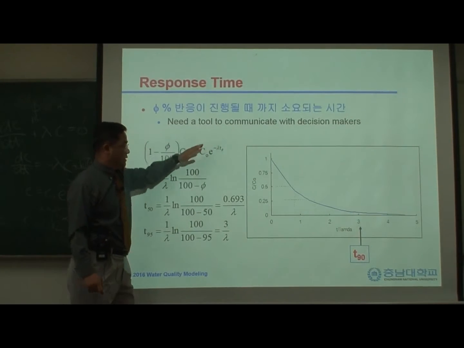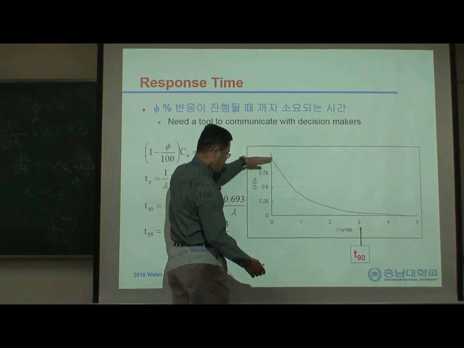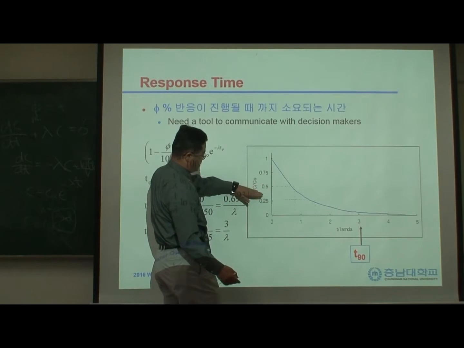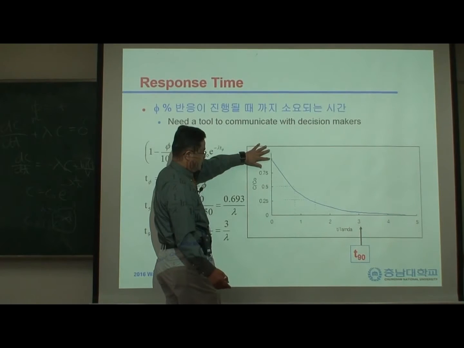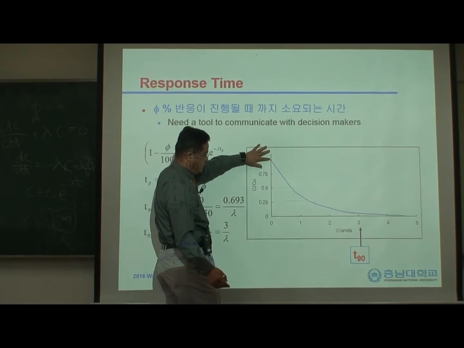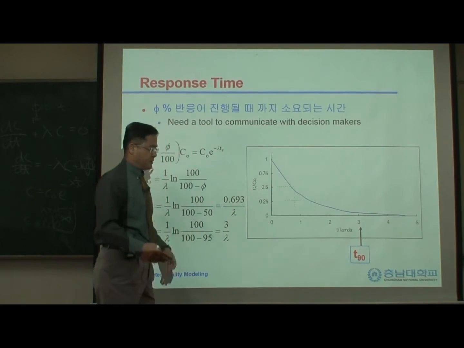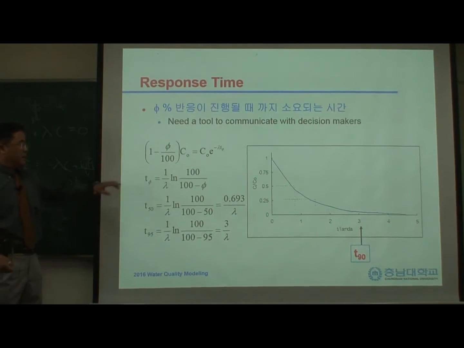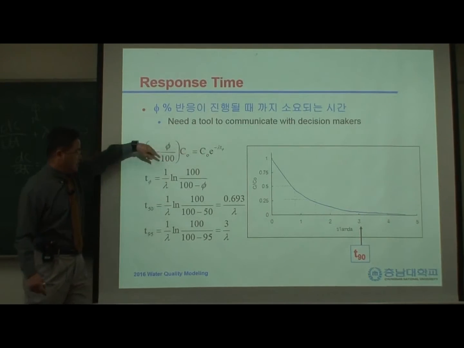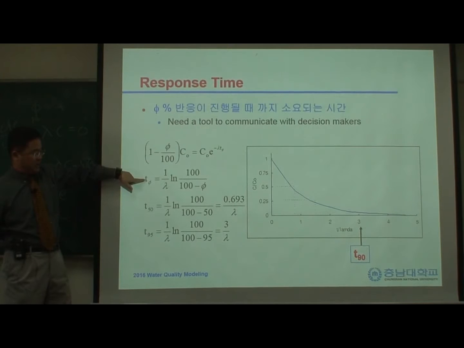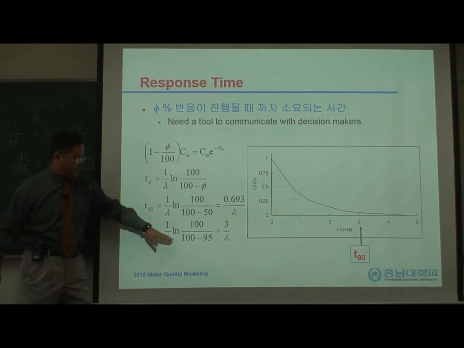And then this is the time, and this is the concentration, which is expressed in terms of C over C0. And so obviously initial condition is 1, and when this one becomes half, how much is time required? This is the question. Okay? And by using this relationship, it's easy for us to calculate T phi like this. If this is 50, then we will get this one. If it's 95, then this one.